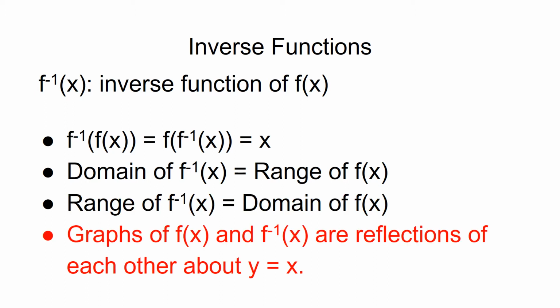So that when we graph the inverse function, each point on the original graph, x, y, corresponds to a point on the inverse function graphed with y, x. The resulting graph of the inverse function is a reflection of the graph of the original function about the line y equals x.